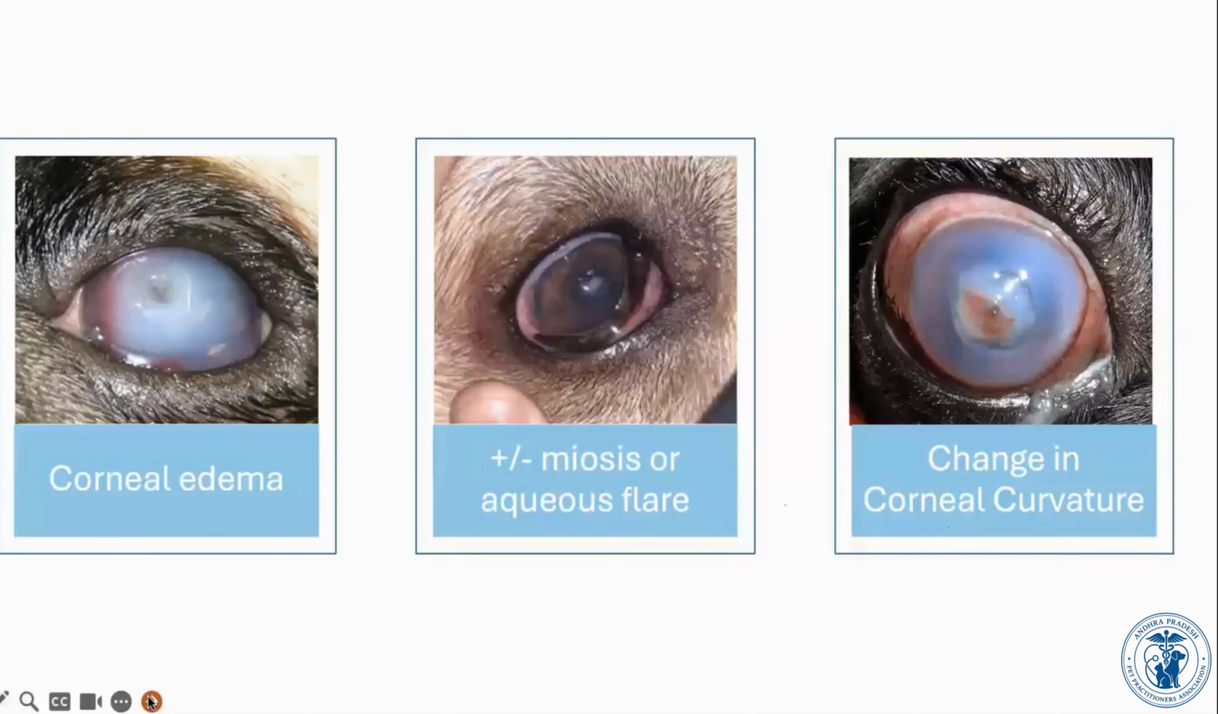And of course, when there is a deep ulcer or a perforation or something, there'll be a change in the curvature. Sometimes we will see a clear depression in case of corneal ulcers on the corneal surface, or if there's a perforation, there'll be inside tissue bulging out that leads to a change in the curvature of the cornea.